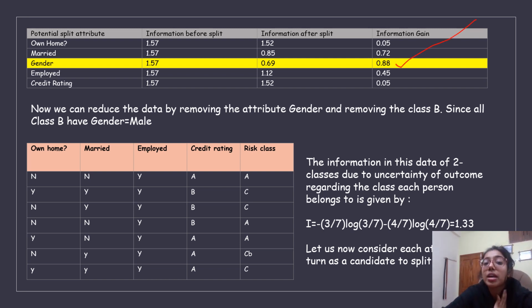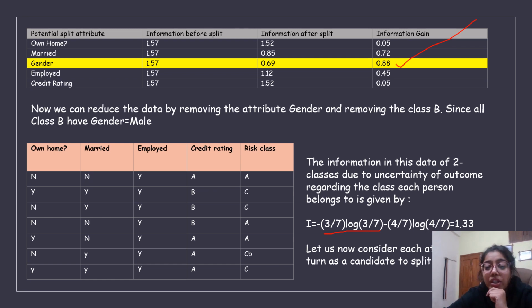So now we can reduce the data by removing the attribute gender and removing the class B, since class B have gender male. As you can see, class B is removed. The information in this data of two classes, due to uncertainty of outcome regarding which class each person belongs to, is given by 3 upon 7 log 3 upon 7 minus 4 upon 7 log 4 upon 7, because we have removed the B class. So here we have A and C. There are 3 A and 4 C.